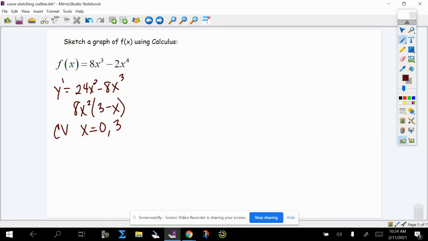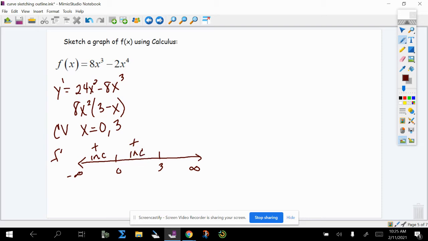So with my critical values, and again, if you want to do a number line, I've had students that prefer number lines instead of intervals. So we go negative infinity to infinity, 0 and 3. My derivative from negative infinity to 0, so pick any negative number like -1, I get a positive times a positive, so we start off increasing. And then from 0 to 3, we put in like 1 or 2, we get a positive times a positive again, so we're still increasing.